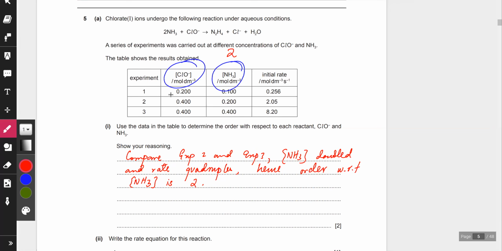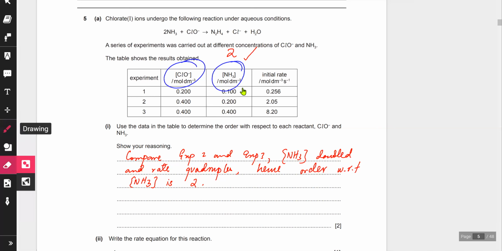So how do you find the ClO minus 1 order? If you compare experiments 2 and 3, you're not even changing ClO minus 1, so how can the rate be affected by ClO minus 1? That's out of the question. And vice versa, if you compare 1 with 2, the problem would be that NH3 is also changing. So that's an issue. So one way to do this is to just think mentally, because we already know that the order with respect to NH3 is 2.